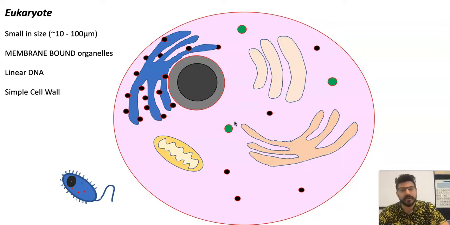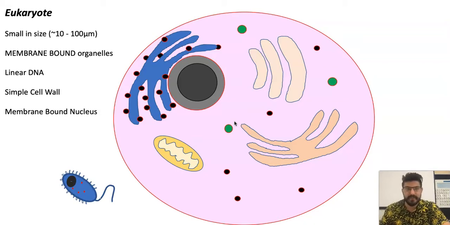And if there is a cell wall on a eukaryotic cell, it is a simple cell wall. If you think about a plant cell, it's only made up of cellulose. So it's a very simple plant cell wall compared to that of the prokaryote cell.